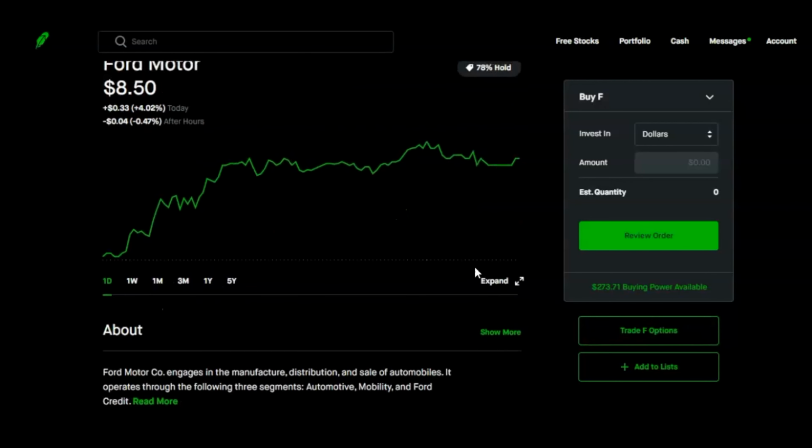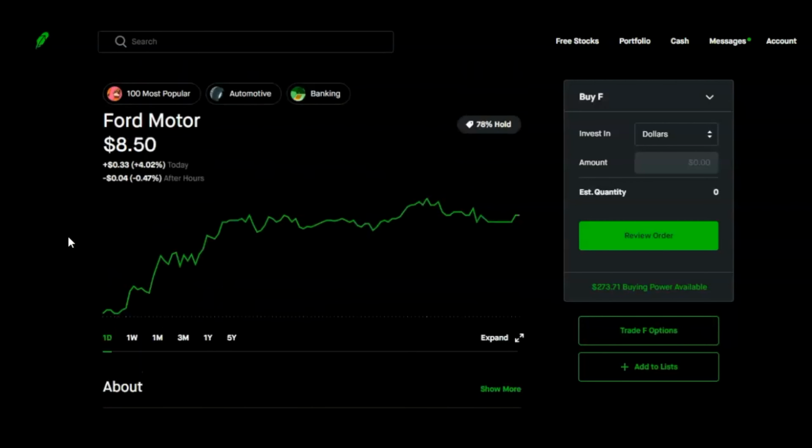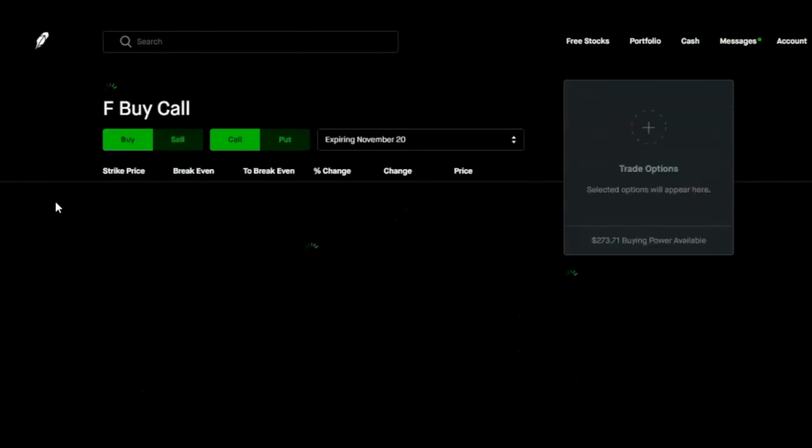So let's get right into it, guys. All you have to do is head over to Robinhood. For this example, I'm going to be on the desktop, but if you have Robinhood on your phone, you can follow along, and you just open up the app and head over to Ford, and then there's a button here. So on the desktop, you just click Trade F Options. So F, the ticker symbol for Ford stock, and then it's going to show the options chain.